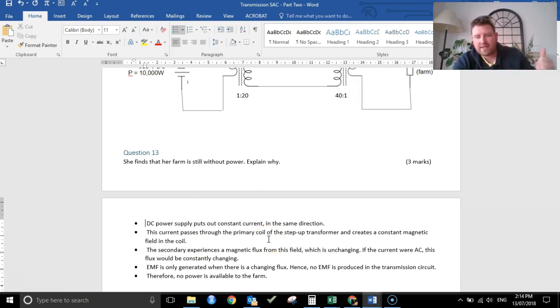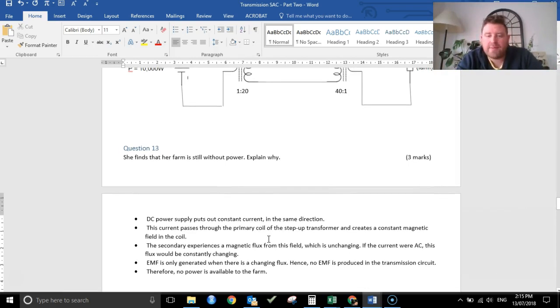creates a constant magnetic field. That means you've got a constant magnetic flux. And then the last thing is that we don't get an EMF if we've got a constant flux. We need a changing flux. Yeah, so that's why the farm doesn't have any power.